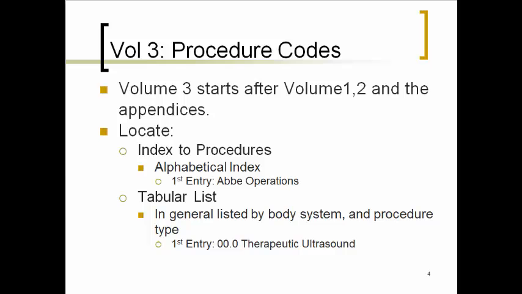So let's move on to Volume 3 procedure codes. At this point, if you need to pause the recording, do so and locate your index to procedures and your tabular list, which will be found in the very back of your codebook after the appendices in Volumes 1 and 2.